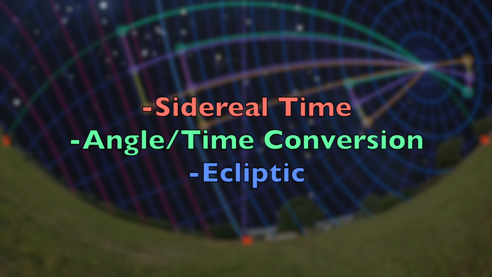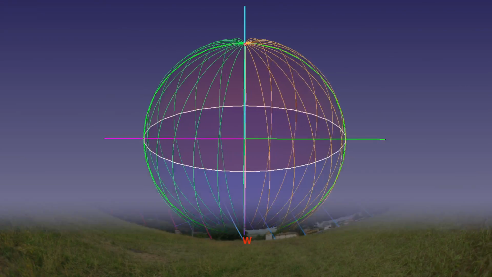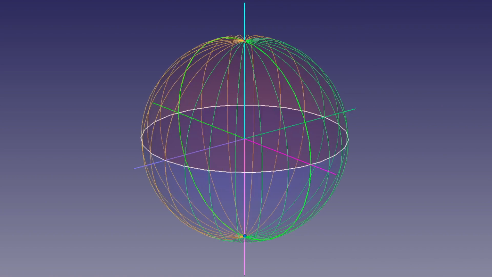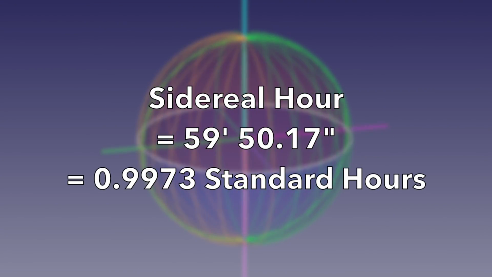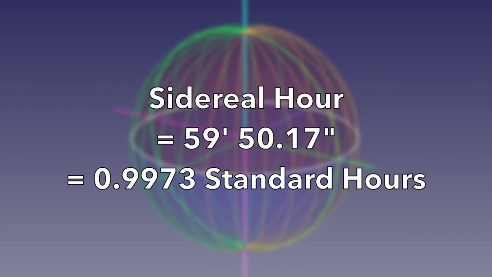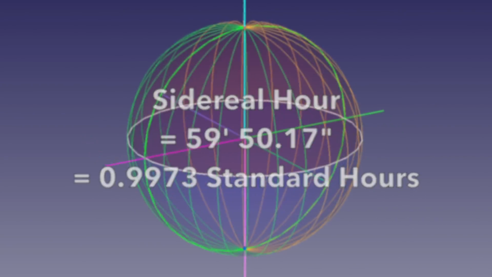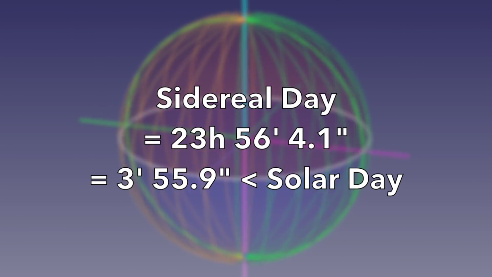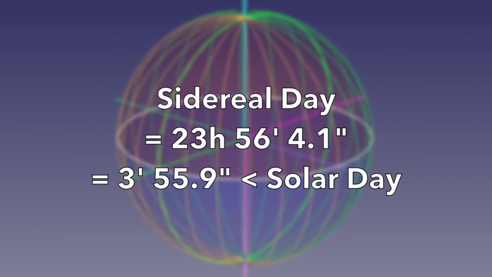Before we examine RA and hour angle, we need to cover some prerequisite topics which will assist us in the explanation of these coordinates. The sidereal hour is an essential unit of time for both RA and hour angle. A sidereal hour is equal to 59 minutes and 50.17 seconds, and is different from a standard hour as it is based upon a sidereal day, which is 23 hours, 56 minutes, and 4.1 seconds long, compared to 24 hours in a solar or standard day.